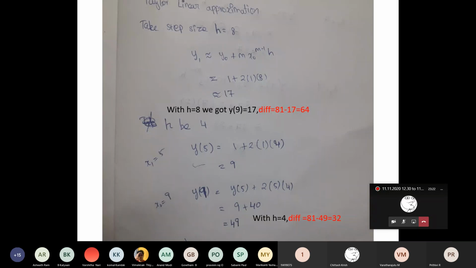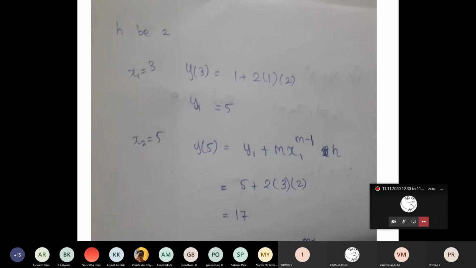We can see the difference reduced by 2 when we decrease the step size by 2. But initially we saw that the error is directly proportional to h square, but here it has decreased only by 2 because the number of steps we used also increased. So from 64 it reduced to only 32. Next slide.